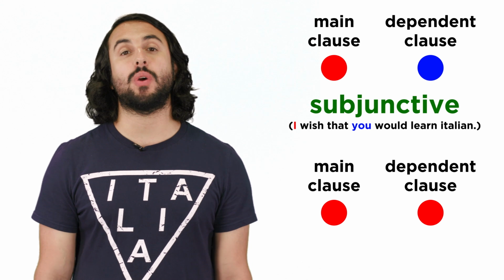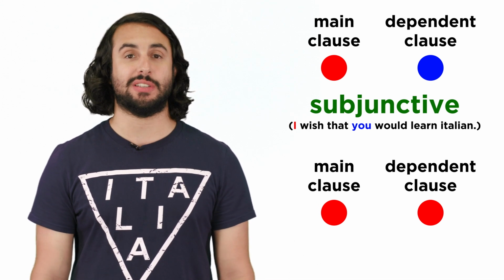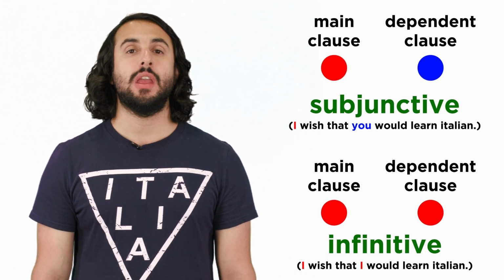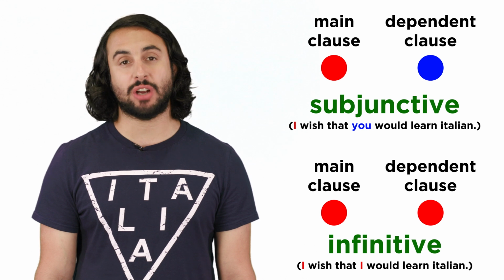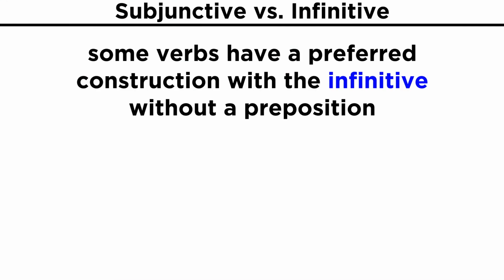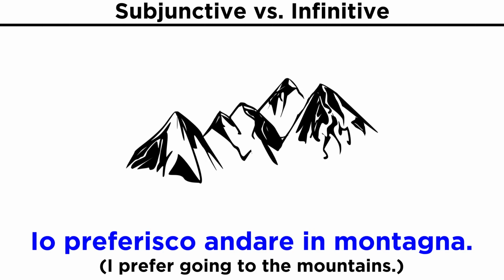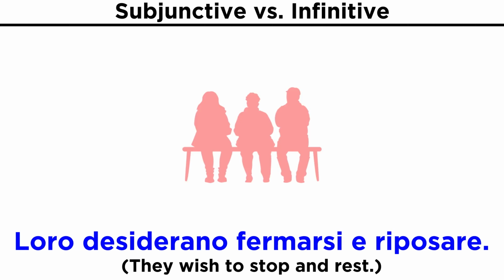But what about sentences where the subject is the same in both clauses? This would be something like, I wish that I would learn Italian. In this latter case, we will not use the subjunctive, but rather the infinitive. Some verbs already have a preferred construction with the infinitive without a preposition when the 2 subjects are the same. These are verbs like volere, preferire, and desiderare. Io preferisco andare in montagna. Loro desiderano fermarsi e riposare.